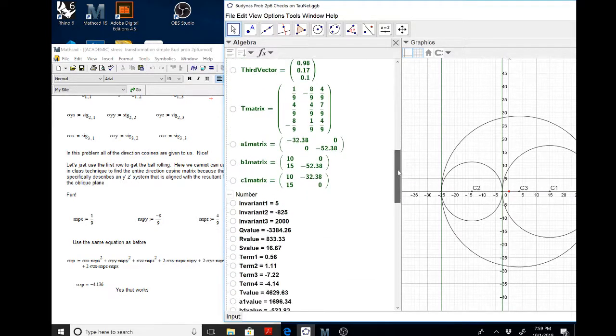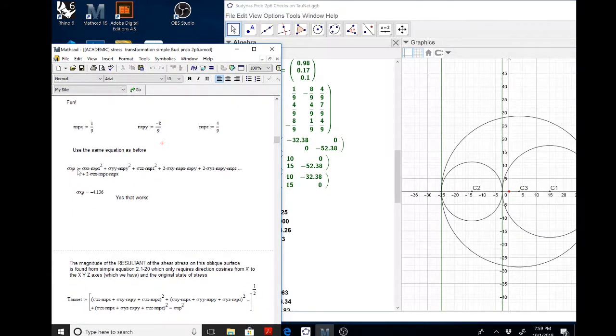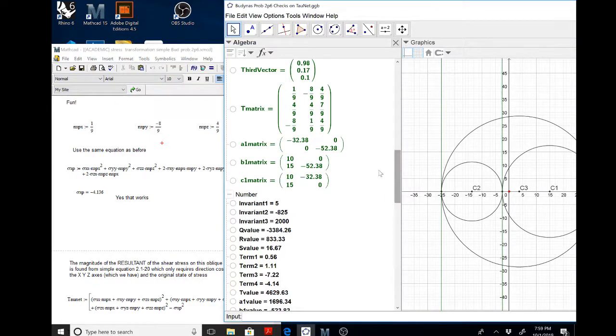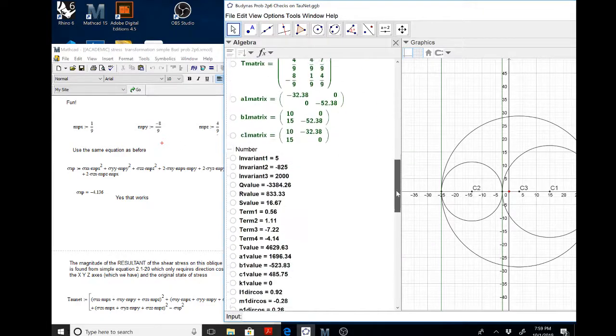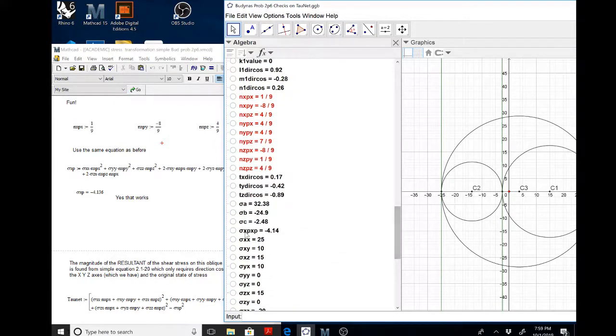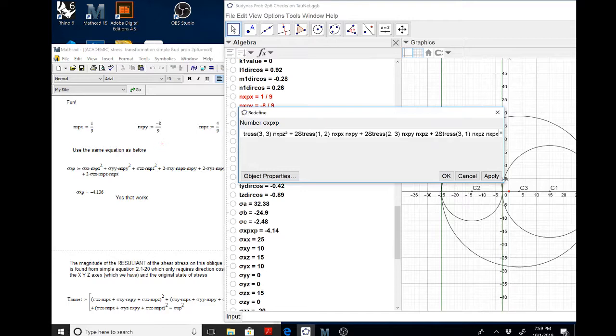You could program this also, and here are the clunky transformation equations. I want you to program the clunky transformation equations, and I get 4.136, and you could see it right here, 4.136. I also programmed that here in GeoGebra. So there it is, 4.136. And that's the exact same equation as you could see here.